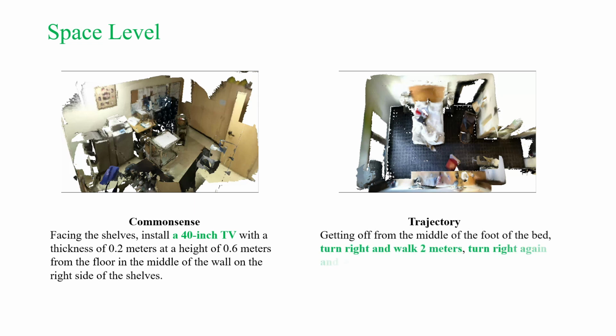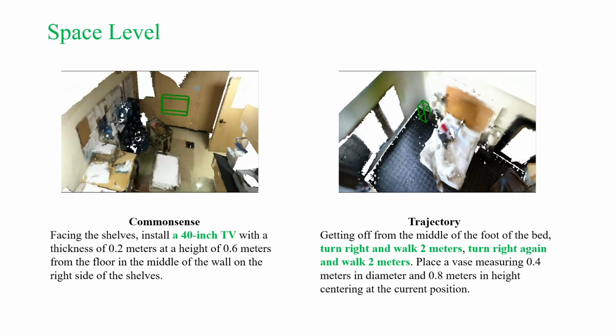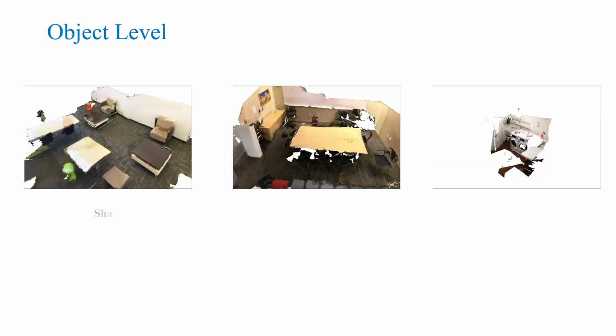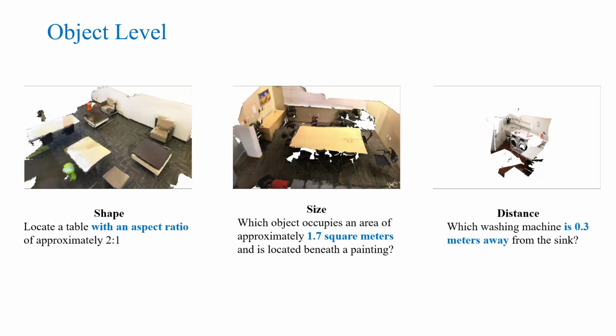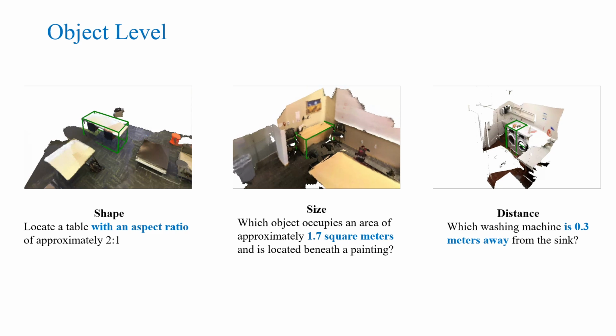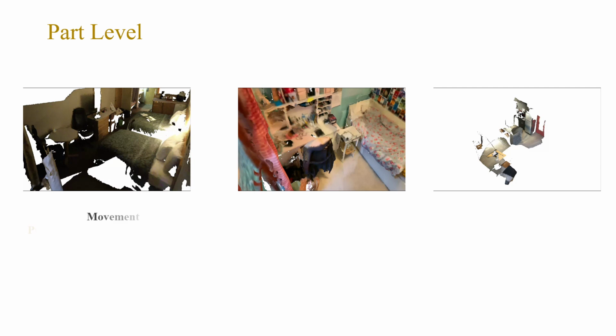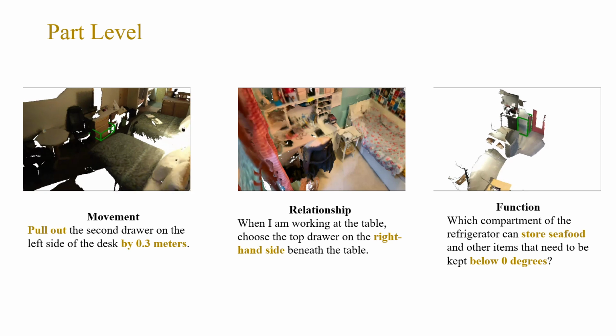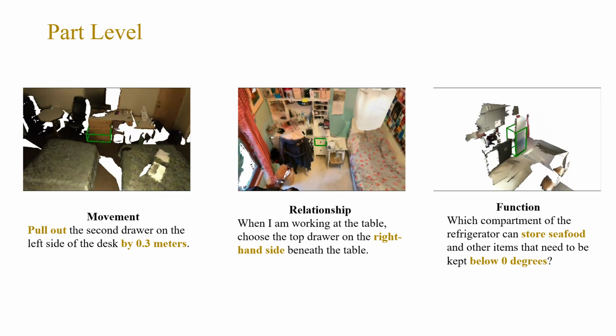Trajectory-related tasks specify the starting point and path of a trajectory, requiring the model to imagine placing an object at the endpoint and to predict its location and size. At the object level, we place particular emphasis on evaluating models' ability to reason quantitatively about object size, shape, and inter-object distance. Expressions in part-level tasks refer to specific parts of objects in a 3D scene and can be categorized into 3 types. Movement tasks require models to predict the bounding box of an object part after a specified movement, while relationship and function tasks require models to identify a specific part of an object based on its spatial relationship or function.